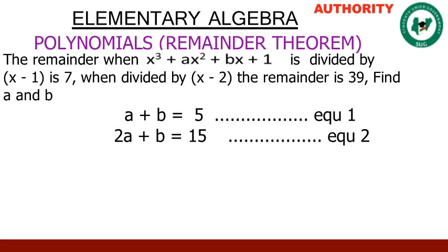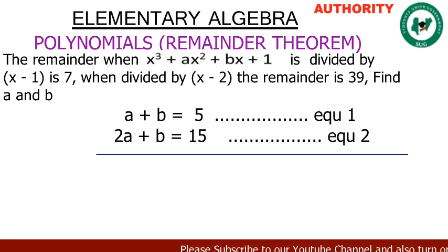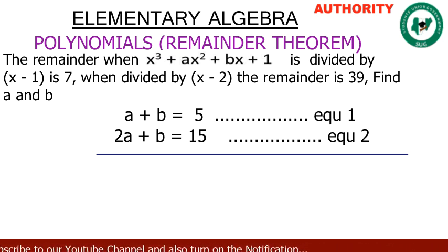Now we have a plus b is equal to 5, our first equation, and then 2a plus b is equal to 15, our second equation. This is a simultaneous linear equation. How can we solve this? We can use elimination. What term can we eliminate here? The very easy term to eliminate is b. So we can simply say equation 1 minus equation 2. So we're going to have equation 1 minus equation 2. b will be eliminated.